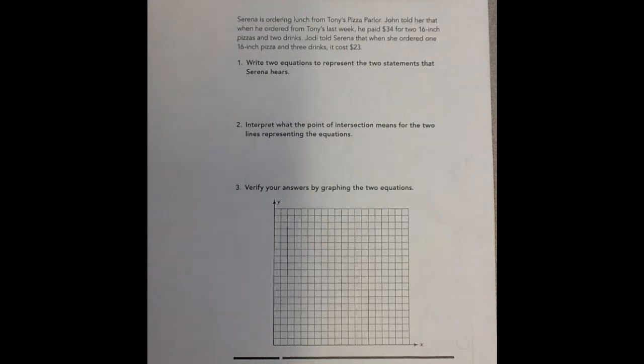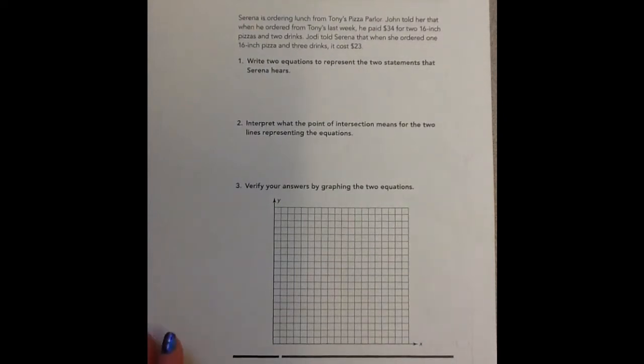So there are 2 different pieces of information: how many pizzas they're ordering and how many drinks they're ordering. And that's going to tell us what the cost is. So we can work backwards from that to figure out what the pizzas cost and what the drinks cost. Now, a piece of information that they're giving you that's not needed is the fact that there are 16-inch pizzas. You can completely ignore that. That does not matter at all.